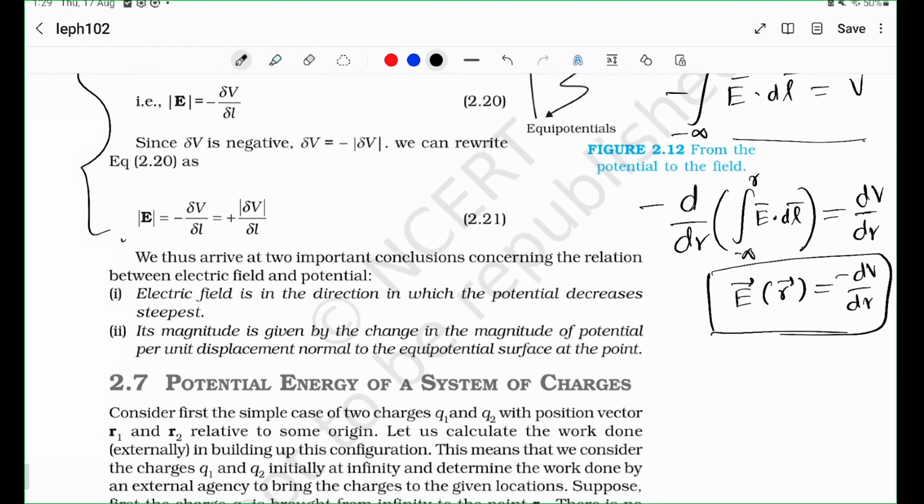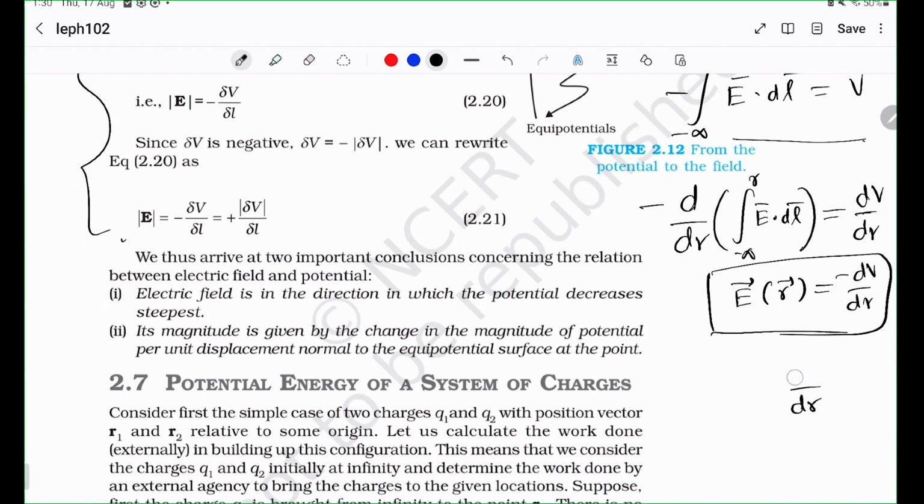Okay. Later you will come to know that in 3 dimensions this is replaced by something called a partial derivative and something called a gradient operator. But we are going to ignore that right now. All that matters now is that the electric field is the derivative of the potential with respect to R with a negative sign. Do not forget the negative sign.